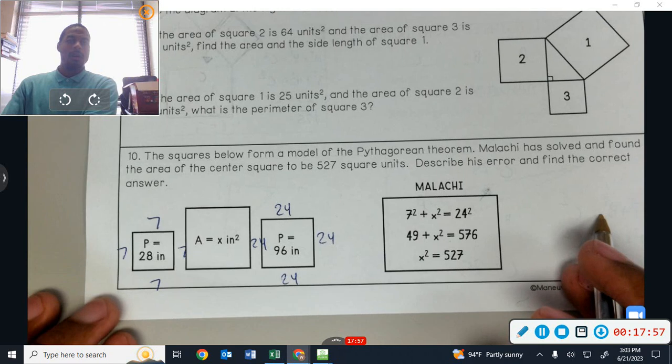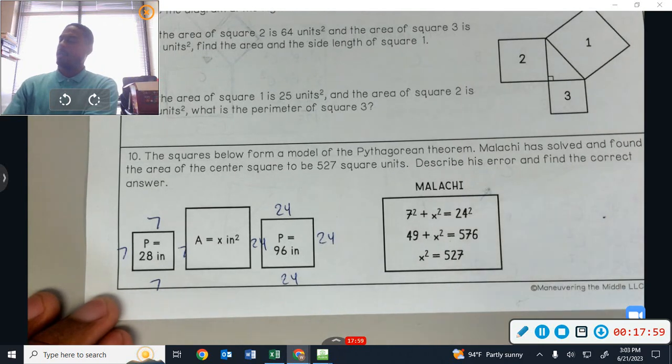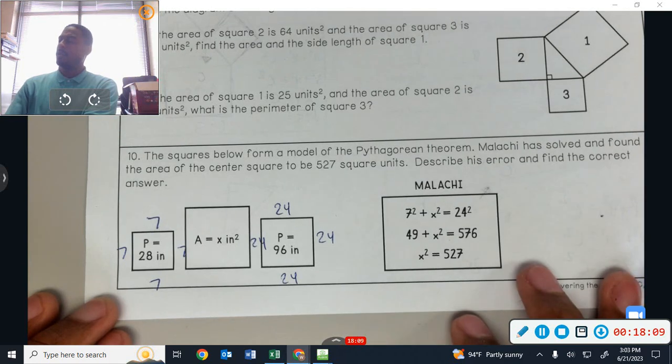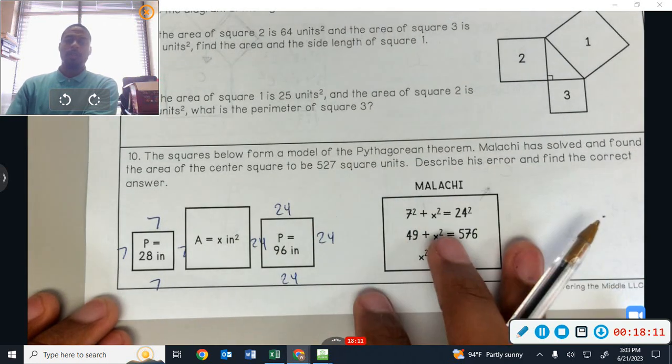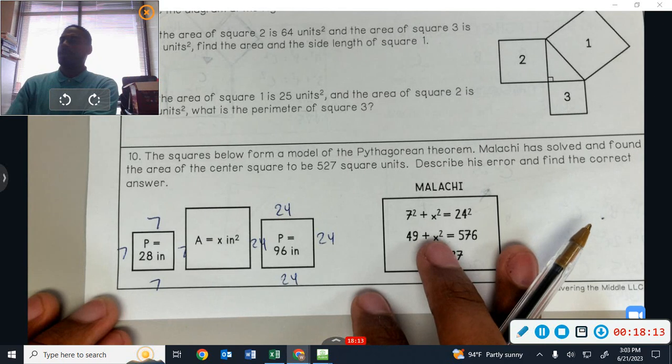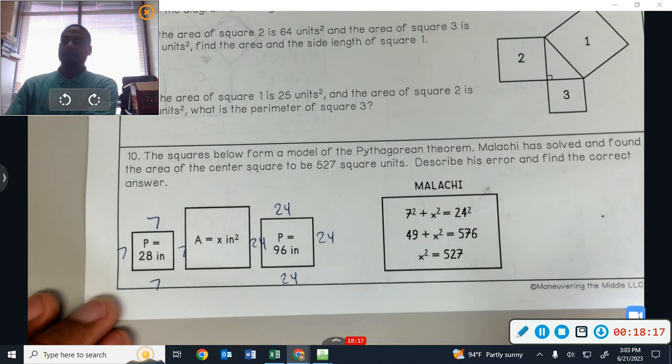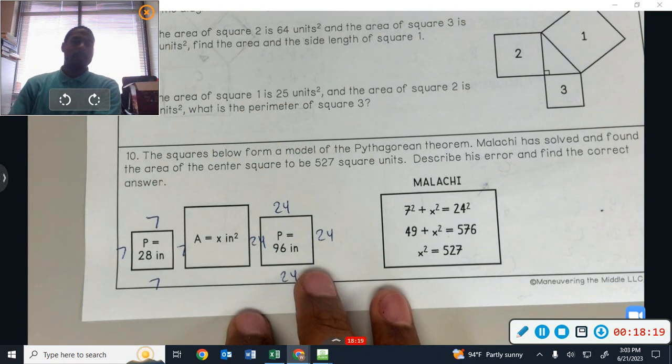Okay. All right. If you have questions, let me know. Try your best with this. I will also provide the answer key, so you'll be able to kind of go off that as well. Once you get done with this, you're going to go to the independent practice. Okay? Try your best. Good luck.